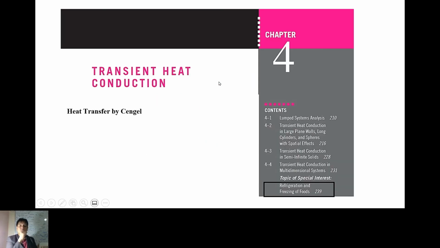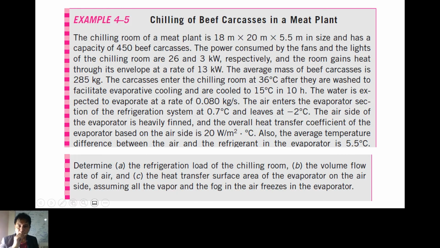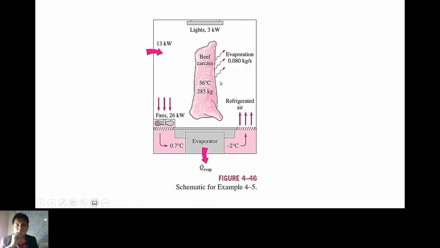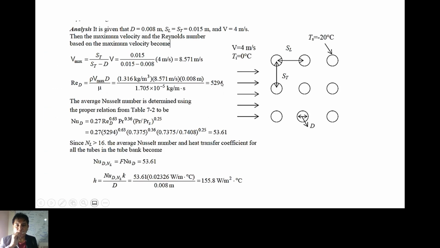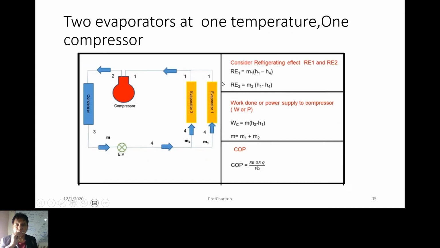Now, we go to the calculation, but before we go to this, let us go to some configuration muna. There are configurations. Look at this. How many evaporators do you see here? Ilang evaporator to, class? Dalawa, di ba? Dalawa. So, ang sabi dito, two evaporators and one temperature.